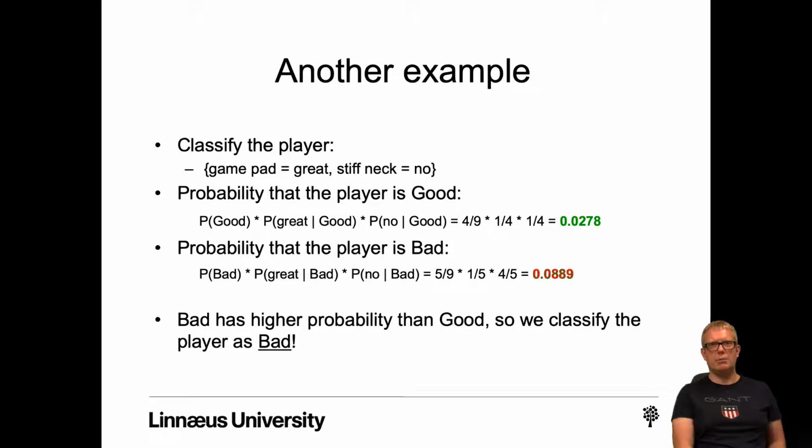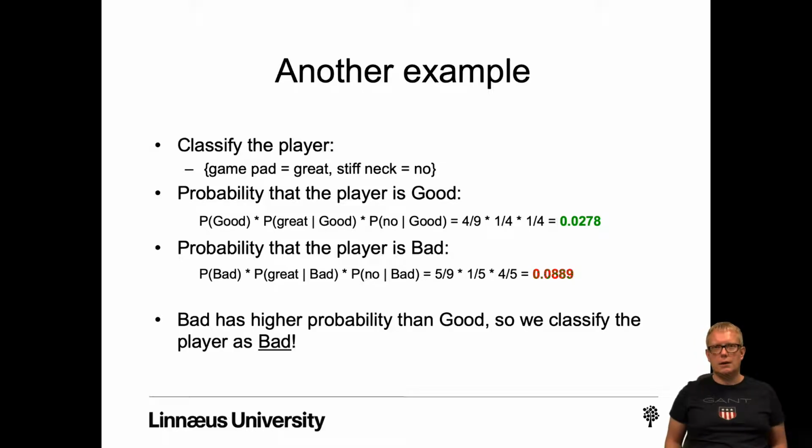Another example, if we have gamepad great and stiffneck no, probability that player is good, probability of being good multiplied by probability of great given good, multiplied by probability of no given good. We just look up these values in our table, and the result is 0.0278. Probability that player is bad, probability of being bad multiplied by probability of great given bad, multiplied by the probability of no given bad. Look up the numbers in the table, and the result is 0.0889. So bad has a higher probability than good in this case, so we classify the player as bad.